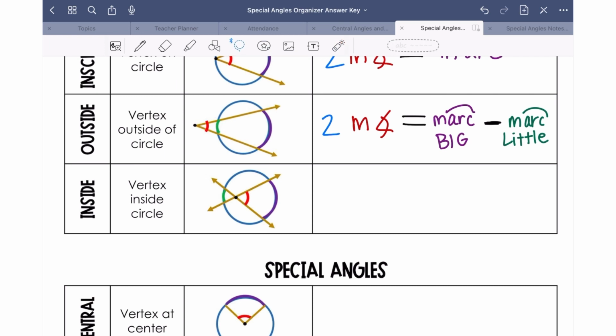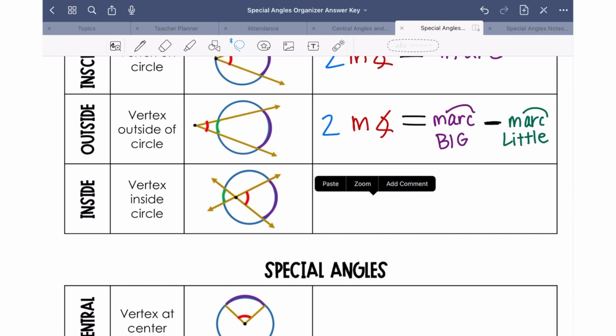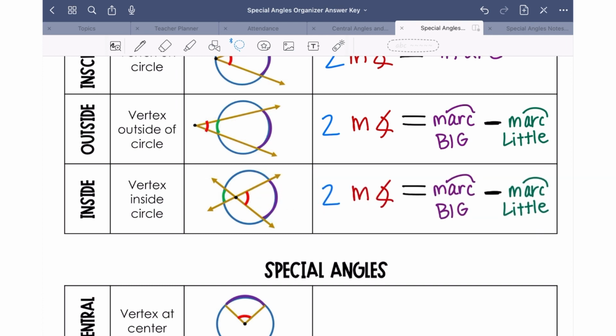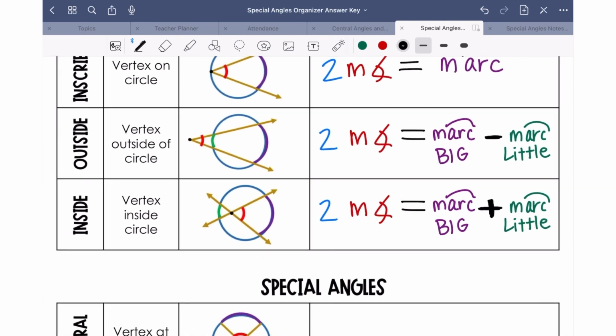So this formula is fun because it's exactly similar, not the same. So it's similar to when the vertex is outside of the circle, but the biggest difference is that you don't subtract the little arc from the big arc. We add them together. So they get added. So please write this formula down for when the angle is inside the circle. The vertex is inside. All right.